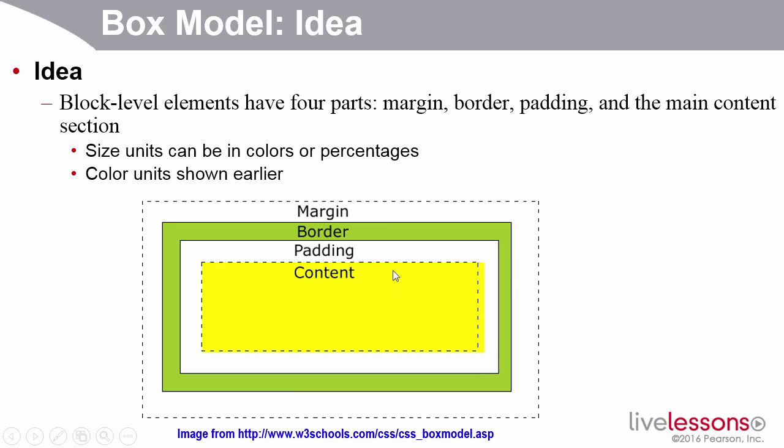Padding is the space between the main content and the border, if any. Border is the thing around the padding, and it can not only have a space, but it can also have a color. And then margin is the space between the border and the rest of the HTML page.